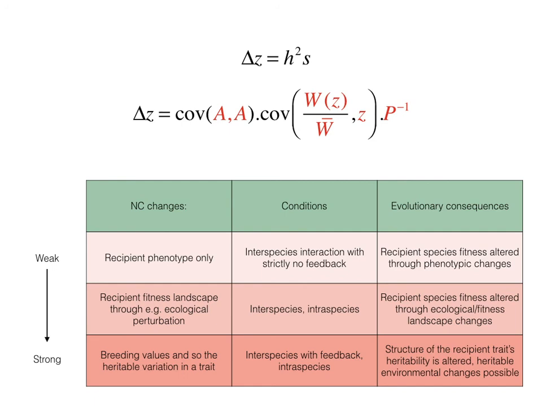This is possible, I think, in interspecies interactions with feedback, and that can be direct or indirect feedback, and in intraspecies interactions, which I think will be most of our examples. And the evolutionary consequence is that the structure of the recipient's traits' heritability is altered, and heritable environmental changes in a very true sense become possible.